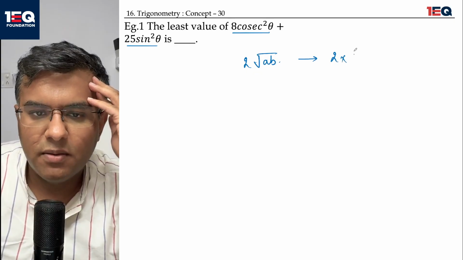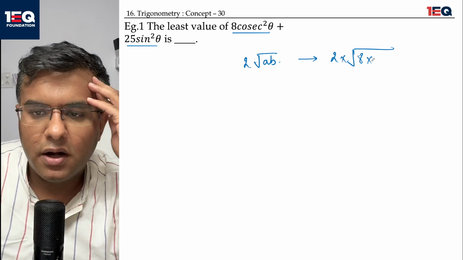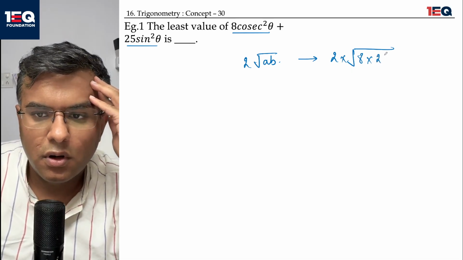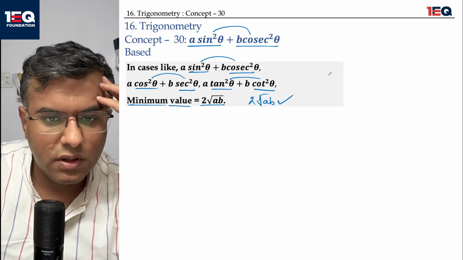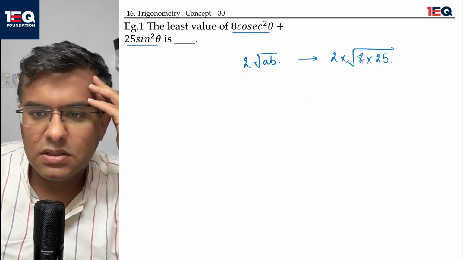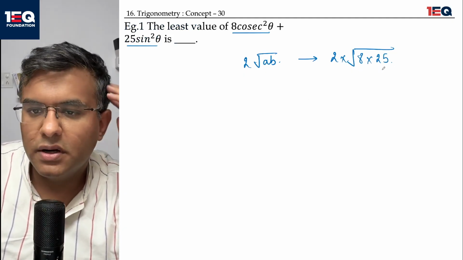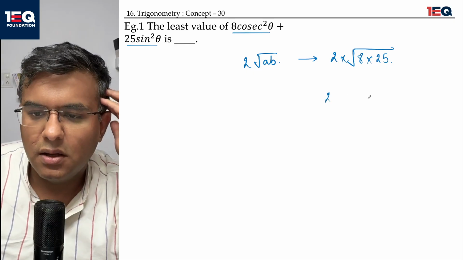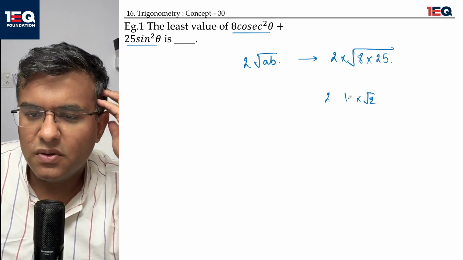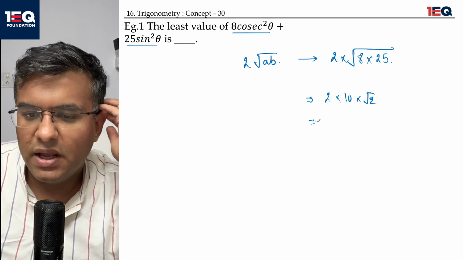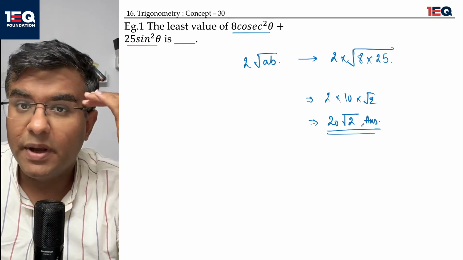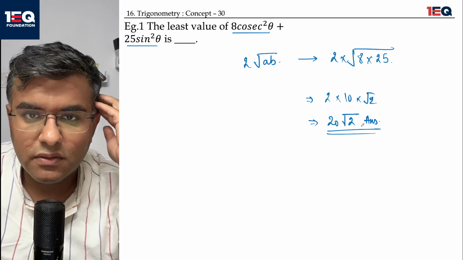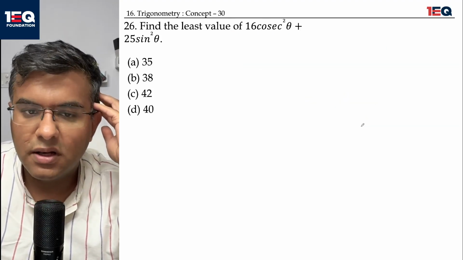So 2 multiplied by, in the root I would put 8, and I would put 25 with me. Yeah, 2 root ab. This would give me the minimum value as, this is 8 times 25, this is 200. Root 200, there isn't anything in root 2 is going to come out, and there is going to be a 10. So this would give me my answer as 20 root 2. 20 root 2 is going to be my answer. Is that good enough? Right? All right, let's move on.